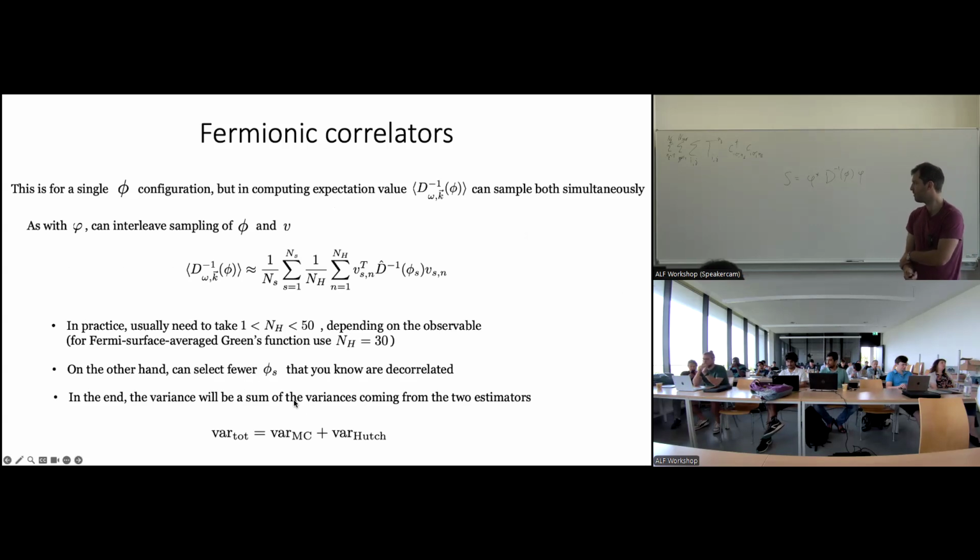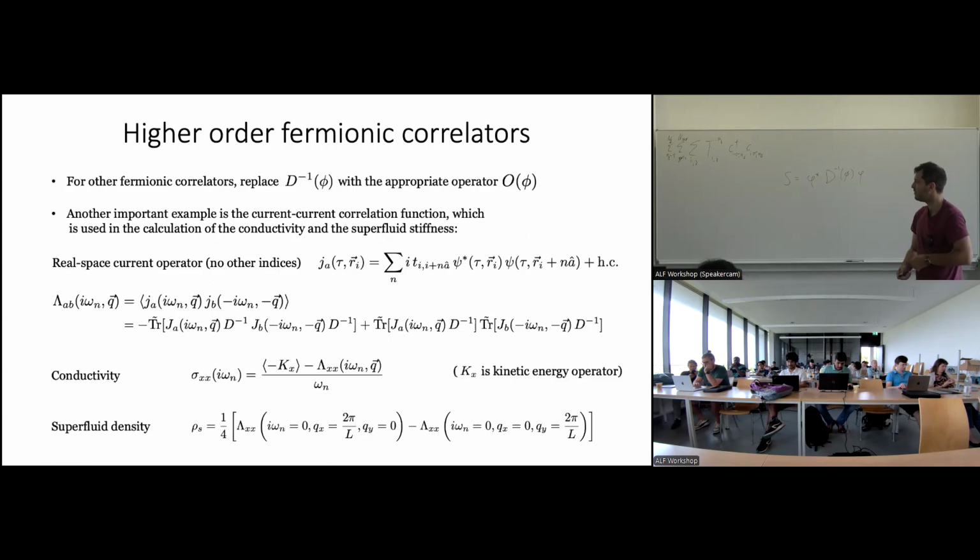Okay. So in the end, the new variance that you have will be a sum of these two variances that come from this additional estimator. So the total variance is this Monte Carlo variance and what we call the Hutchinson variance. Okay, so that was the example of the Green's function.